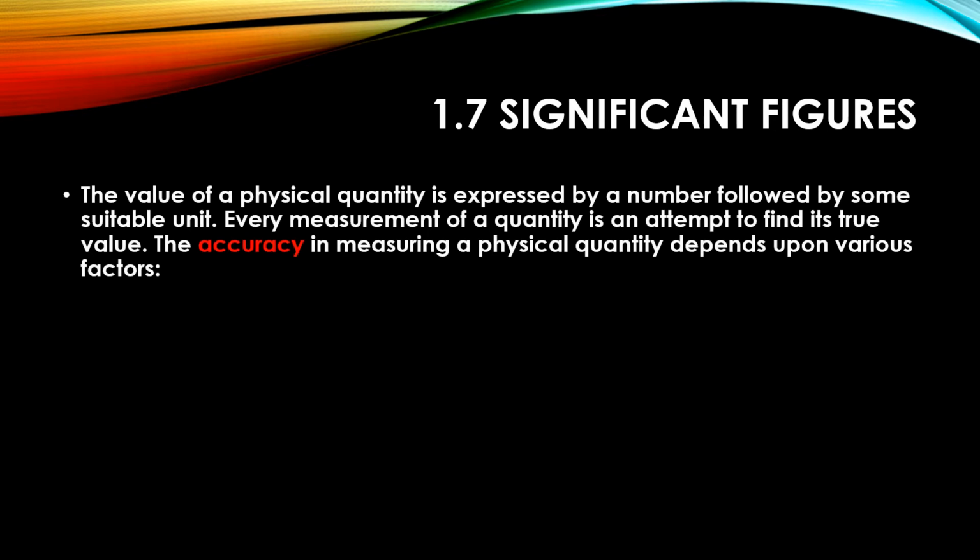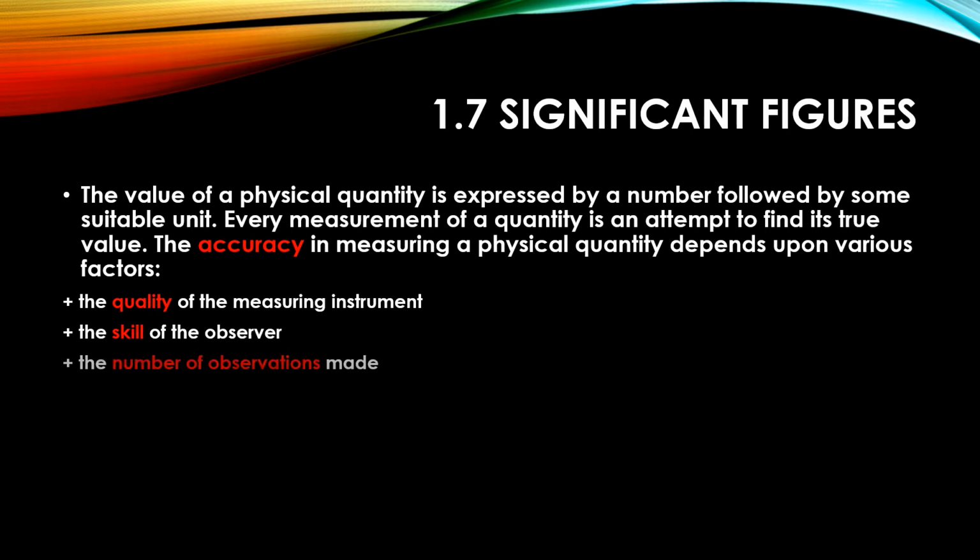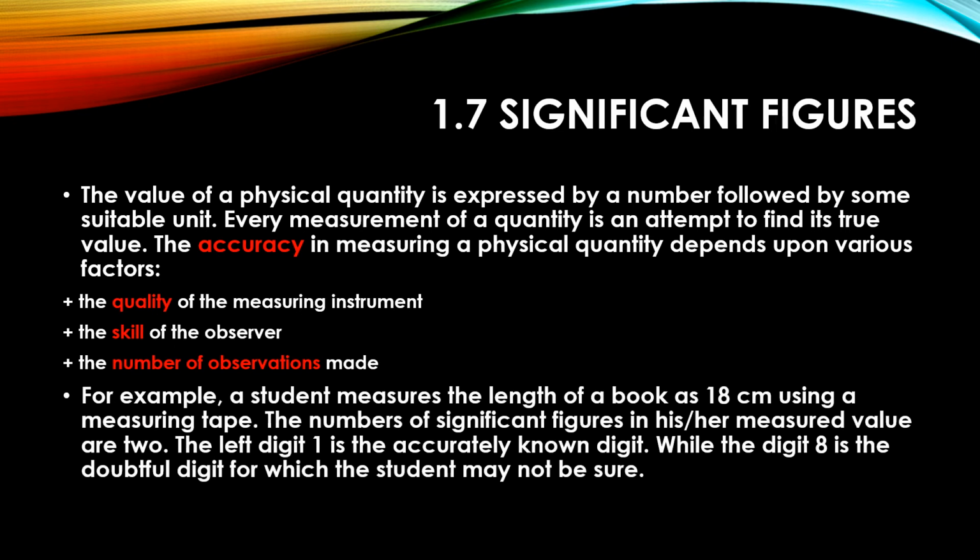Significant figures. The value of a physical quantity is expressed by a number followed by a suitable unit. Every measurement of a quantity is an attempt to find its true value. The accuracy in measuring a physical quantity depends upon various factors: number 1, the quality of the measuring instrument; the skill of the observer; and the number of observations made. For example, a student measures the length of a book as 18 cm using a measuring tape. The number of significant figures in the measured value is 2. The left digit 1 is the accurately known digit, while the digit 8 is the doubtful digit, for which the student may not be sure.